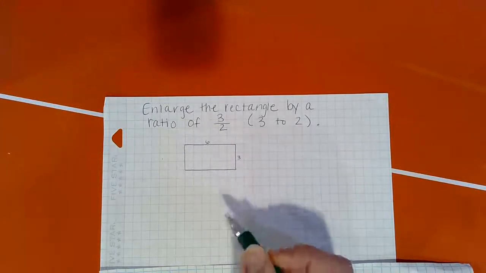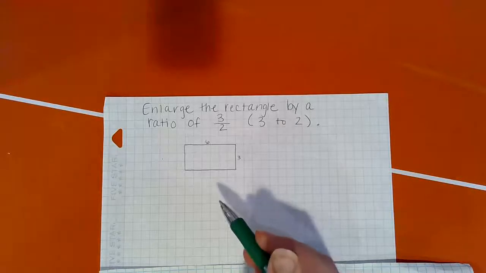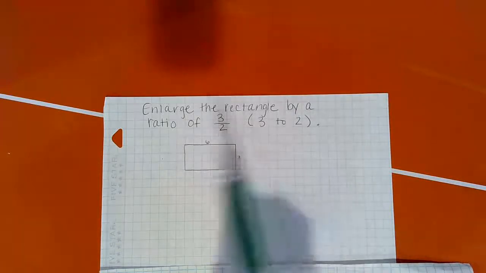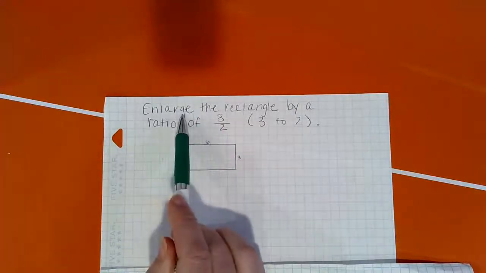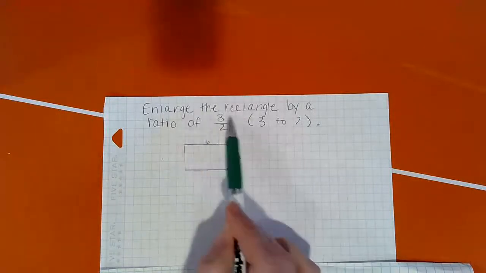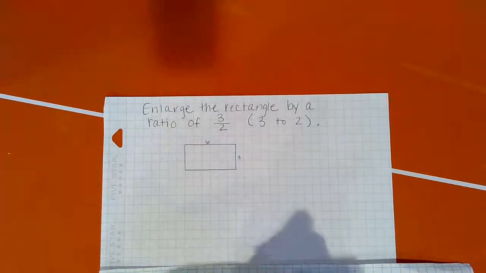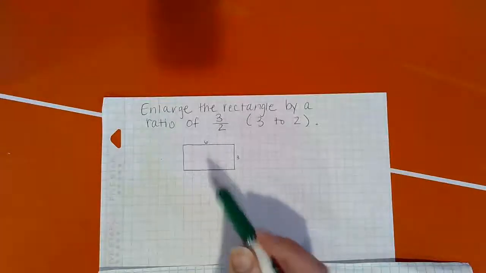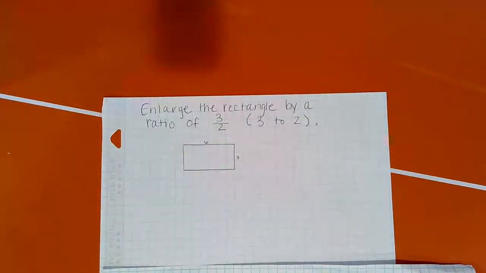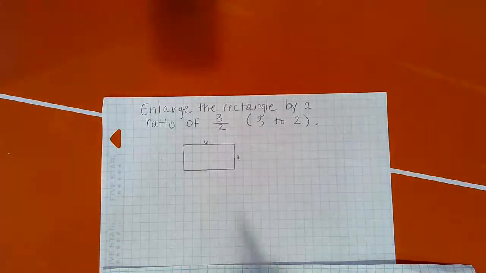And as we briefly mentioned before, when we're using a ratio bigger than 1, our shape is going to get bigger. It does say enlarge, which is another clue that our shape will be getting bigger. But it's never a bad idea to check and make sense of the ratio that we're using. So 3 to 2. Now again, before we even draw anything, what does that mean? How are we even going to enlarge this or use this ratio?